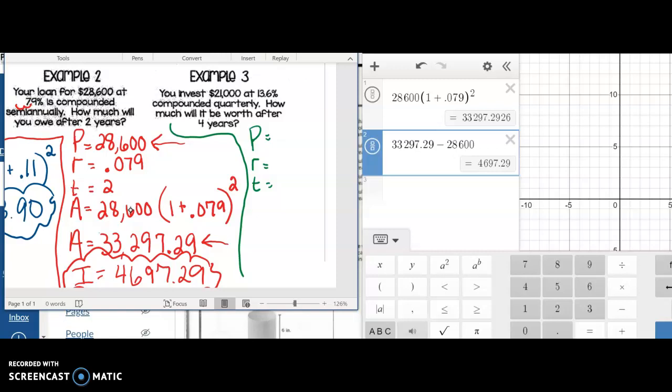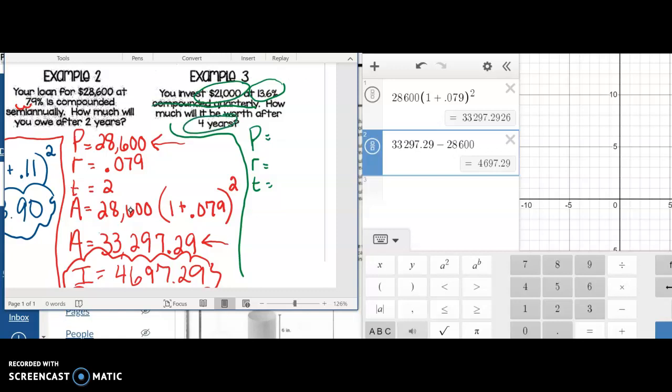Says you invest. Now this time you're the one that's going to be earning the money. They're going to be paying you because you're investing. That means you're the one that has the money and someone else is using your money. So if you invest $21,000 at 13.6% interest compounded quarterly, and we don't really need this information for this particular problem. How much will it be worth after 4 years?